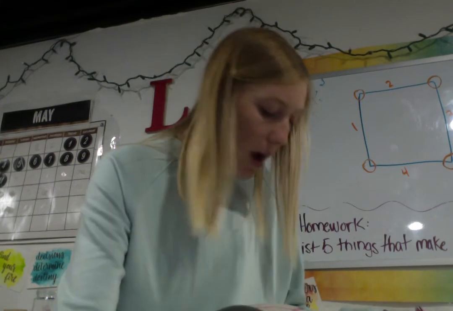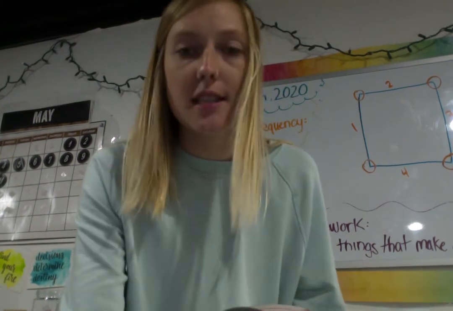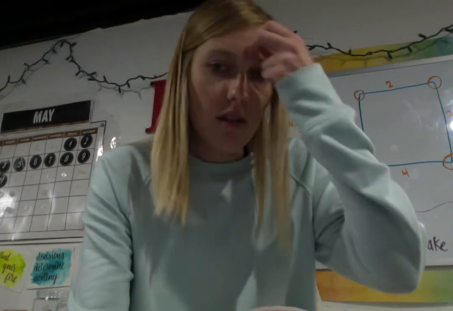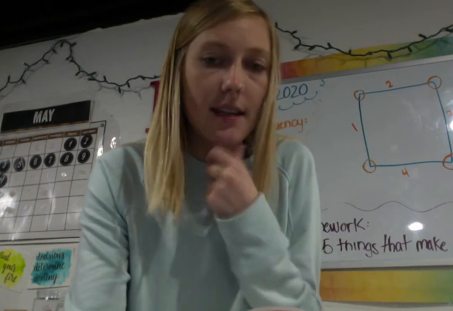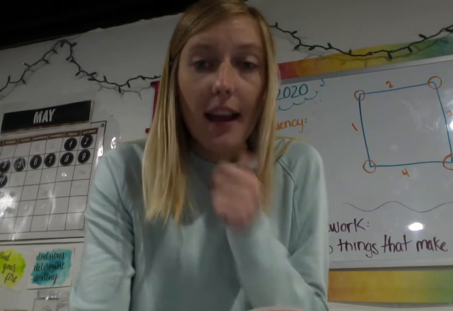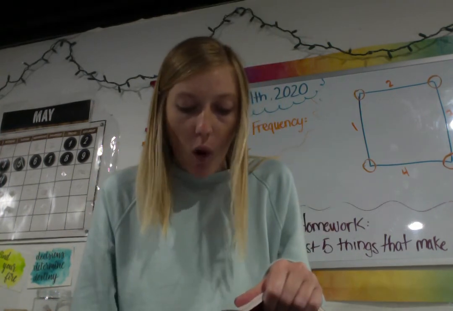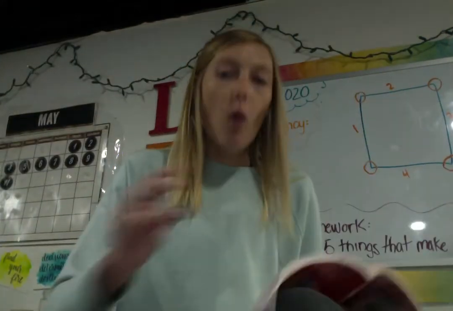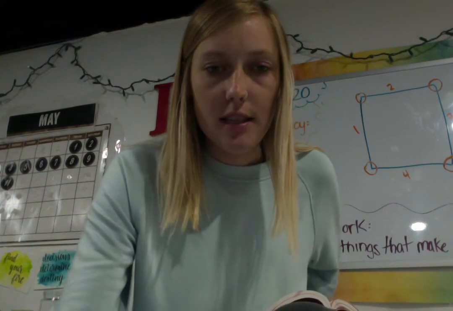And just like we talked about on the last page, how many sides and vertices does a rectangle have? So number 6 is a rectangle. How many sides and vertices does it have? Mariah? 4. Yeah. So for 3, 4, 5, and 6, all of our answers are 4, because we're looking at rectangles and squares, and all rectangles and all squares have 4 sides and 4 vertices.